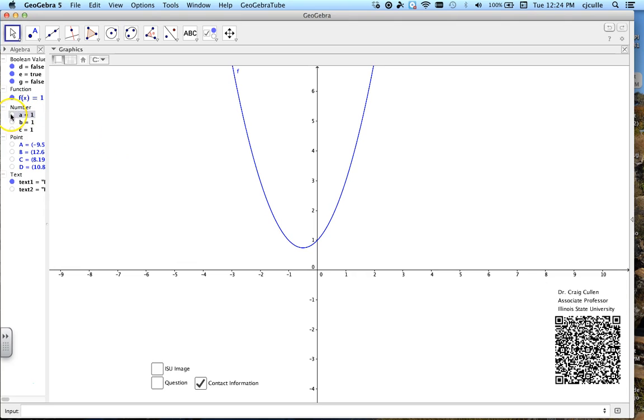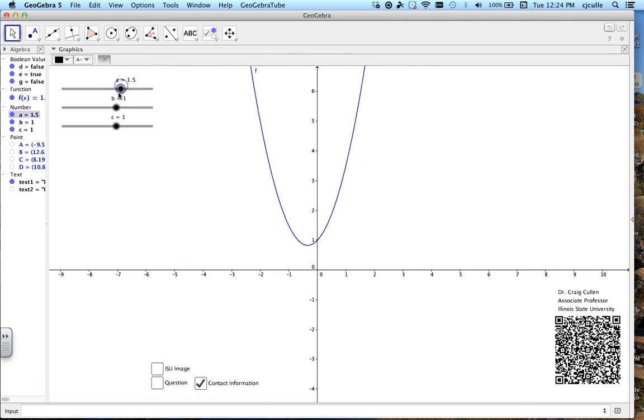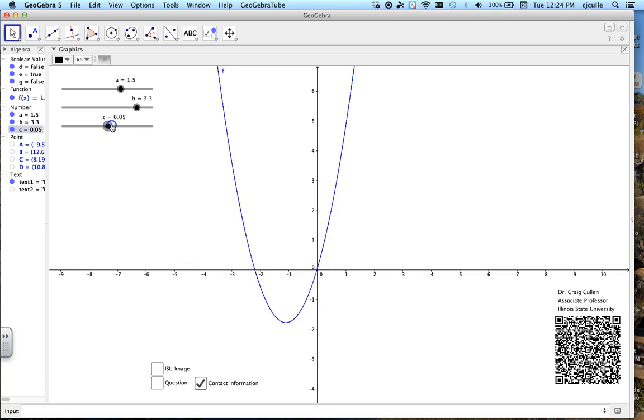For some reason, these sliders didn't default to turn on, so I'm going to click over here in the algebra view and turn those on. Now I should have a quadratic graph here, and I should be able to vary a, b, and c and observe the behavior of the functions. So how does b affect the graph, how does c affect the graph, etc.